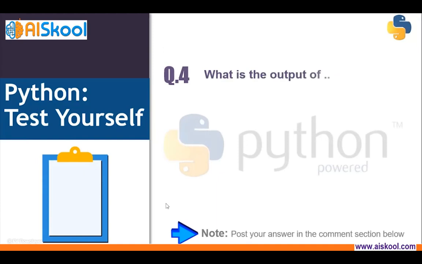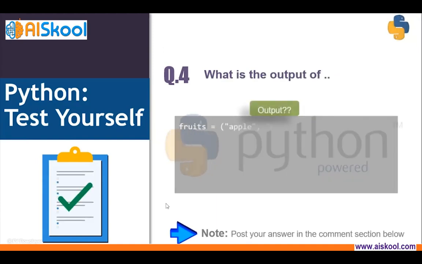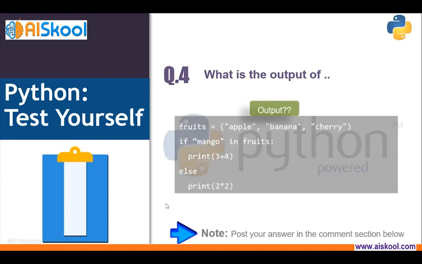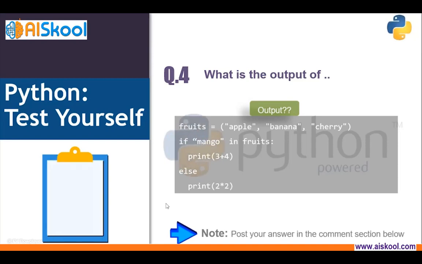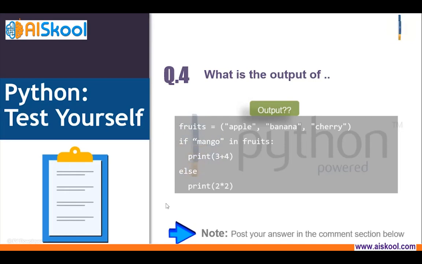Similarly, we have the fourth question. What is the output of the following code? We have a tuple here as fruit equals apple, banana and cherry. If mango in fruit, then print 3 plus 4, else print 2 into 2. Again, post the output of the code in the comment section below with the question number. Alright? Fine.